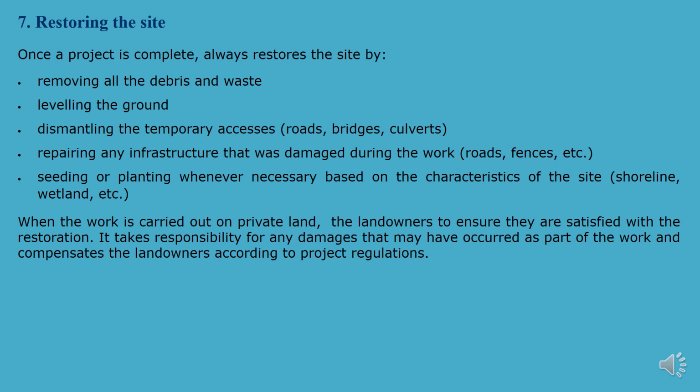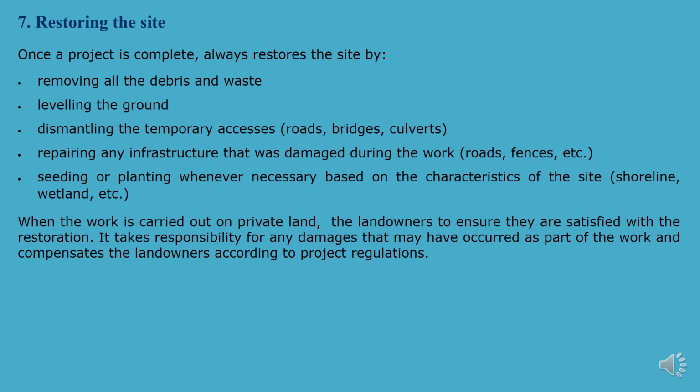Repairing any infrastructure that was damaged during the work. Means if any infrastructure is damaged during the work, it may be roads, fences, trees, or any parts, whatever the damage, you have to repair it properly. Seeding or planting whenever necessary based on the characteristics of the site. Means if you want to plant on the power lines or at the sides of the towers, right? So we can use plants, but it depends upon the sites or locations.